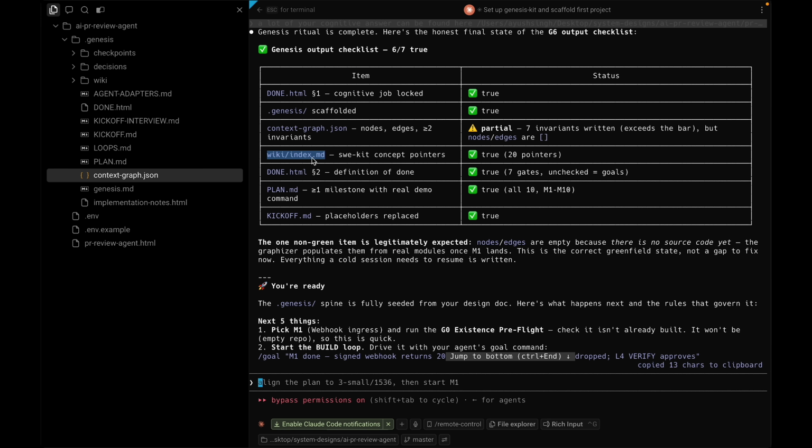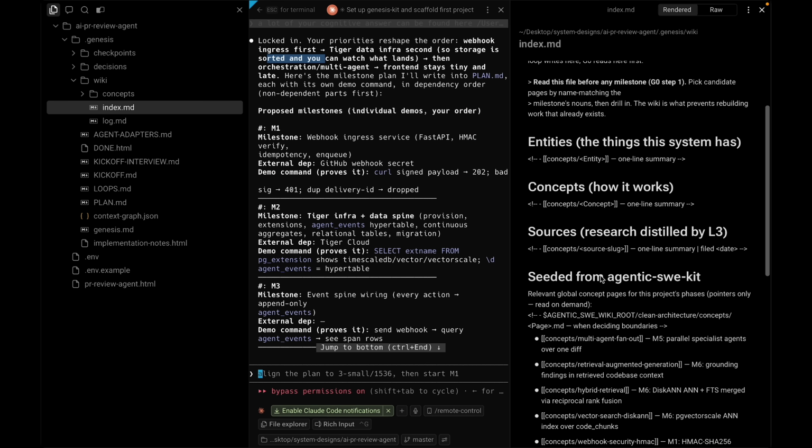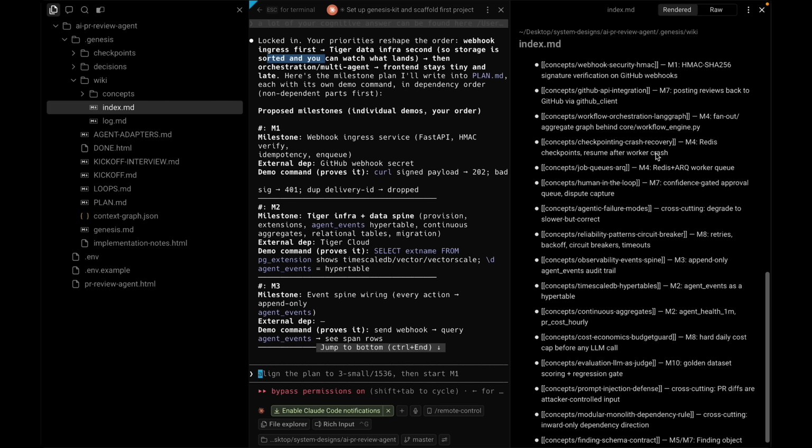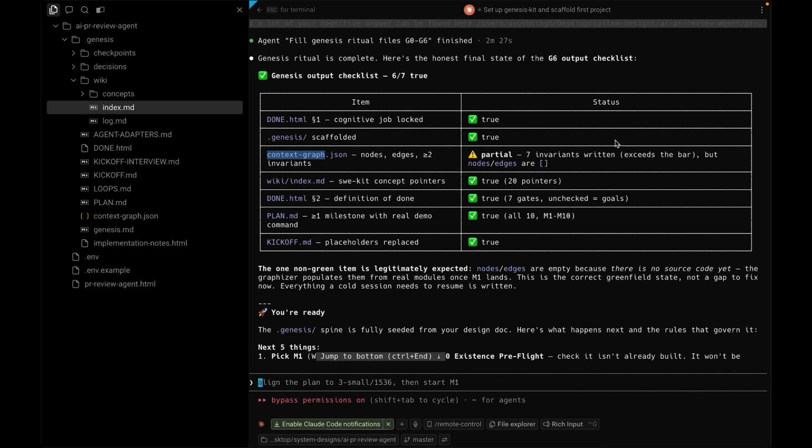Then you have the index. If you look at this index.md, it contains the sources, the concepts, how it works, the things which this system has, etc. It acts like documentation for your project. This is given by Andrej Karpathy, and amazingly, I am using this in my Genesis kit as well.